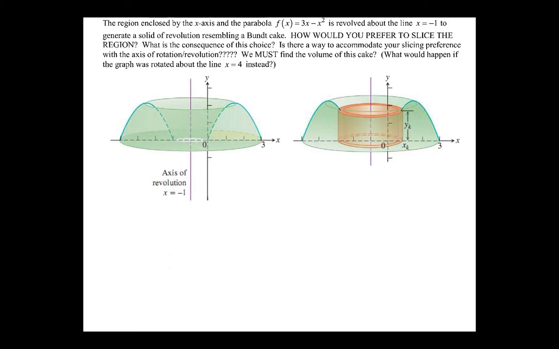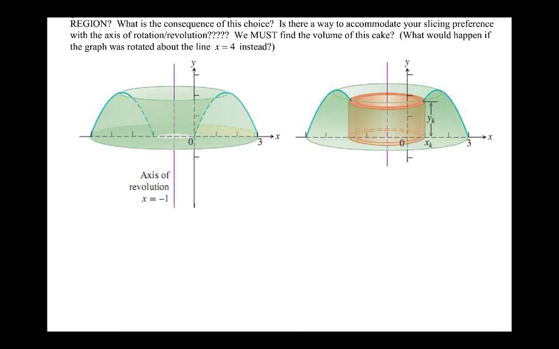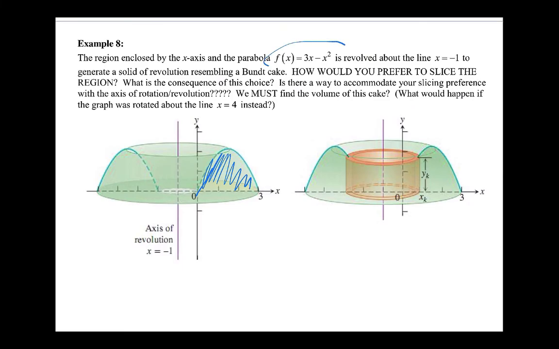So you've got to use the shell method in this one. But I'm going to try it without it first, using my same color coding. I'm going to rotate around x equals -1. This is the region, by the way. I'm going to highlight it in blue. It's this kind of upside down parabola. It shows you over here. 3x minus x squared is the function.